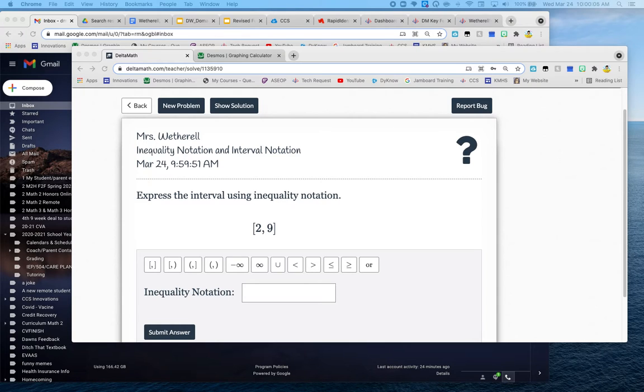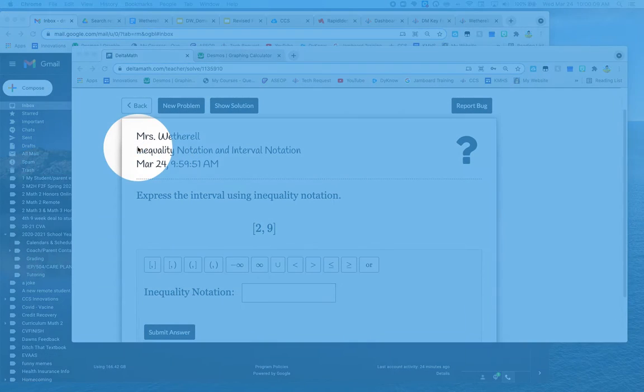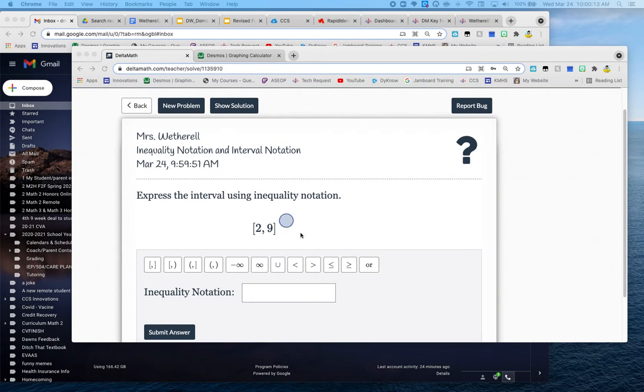I'm going to show you how to do the inequality notation, which also is set notation and interval notation. So I need to interpret this. Express the interval using inequality notation. I've got my interval of 2 and 9. There's only one interval, so I'm going to have x sandwiched in between two numbers because there's only one.